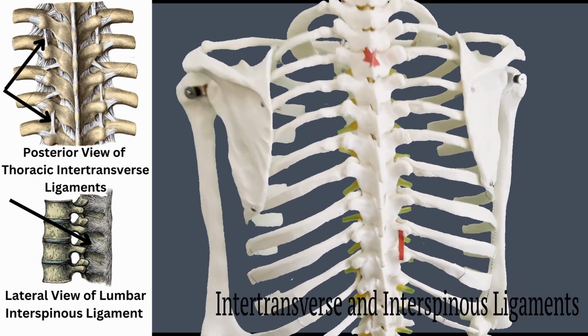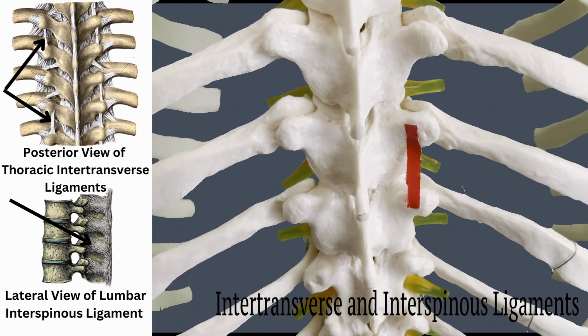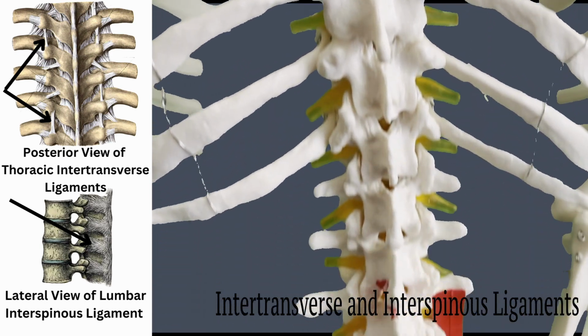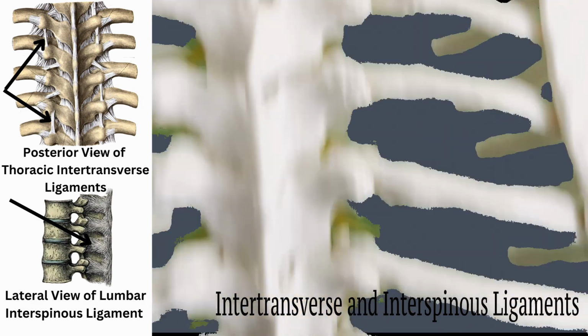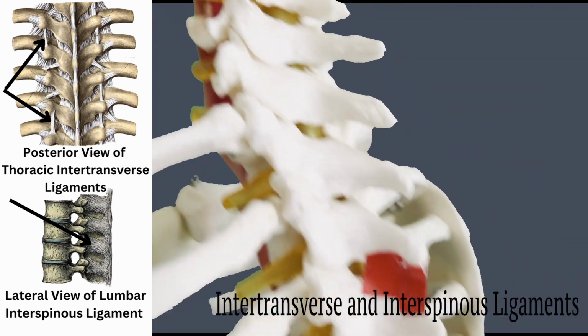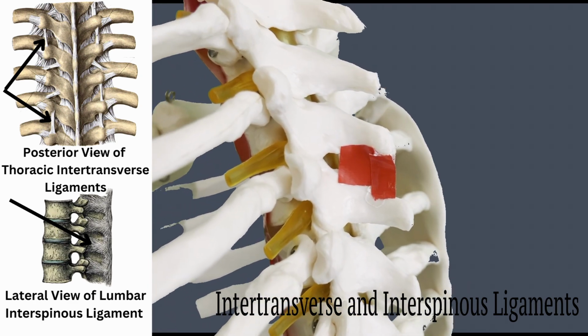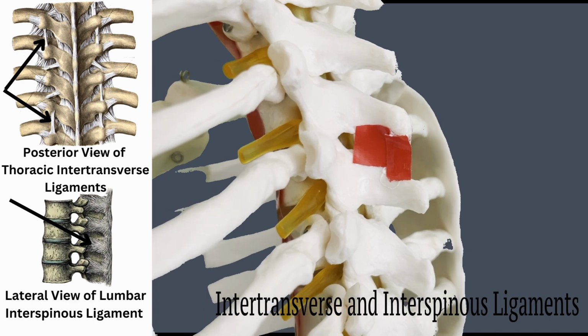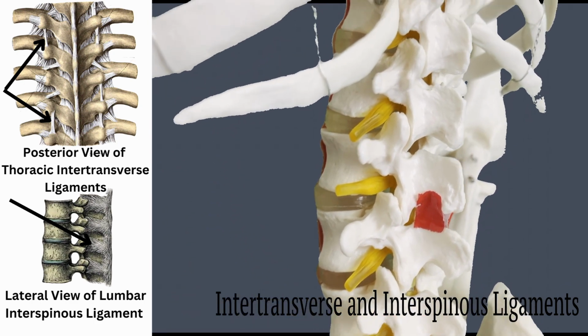All right, now we have two examples of an intertransverse ligament, which goes between transverse processes here in the thoracic spine, and then also seeing that in the lumbar spine where they're a lot more prominent. In the cervical spine, these ligaments are not present. Then we also have interspinous ligaments, which go from spinous process to spinous process. Here's one in the thoracic spine, and then here's one in the lumbar spine.